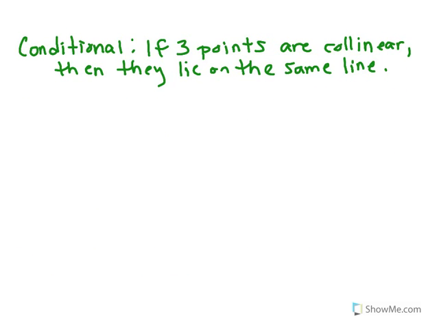Alrighty, here we go. Our conditional statement this time is if 3 points are collinear, then they lie on the same line. Let's first determine if that's true or false. Alright, if you said true, you would be correct. That is a true statement. Now I want us to write the converse. If you think you know what it is, I want you to write it out first and then check it with my answer.